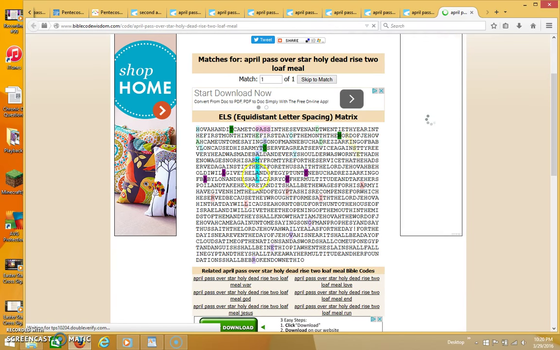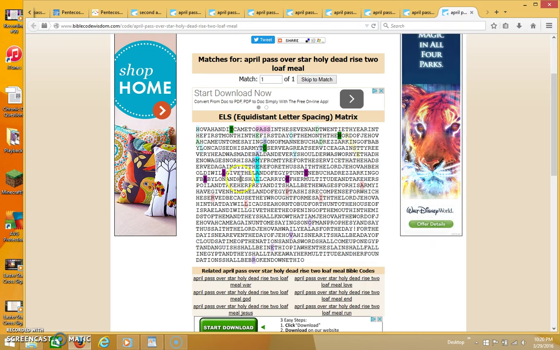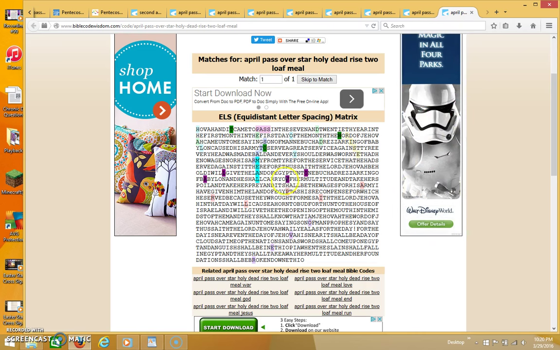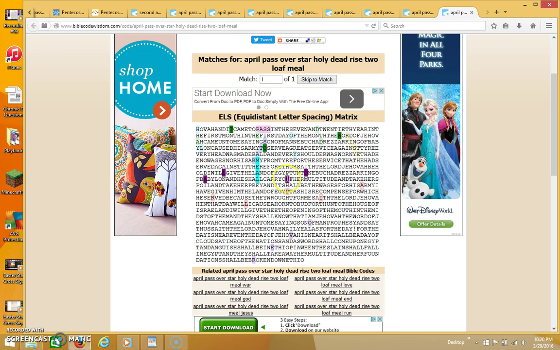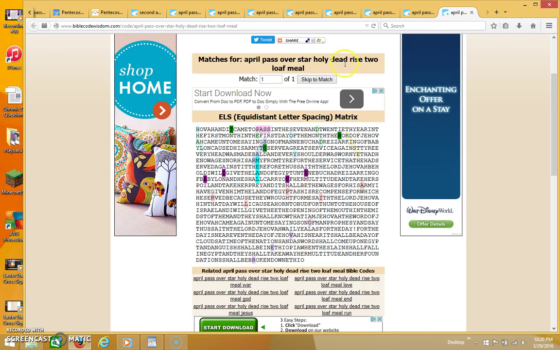So you see meal over here in the blue. You see loaf in the wine color, the letters L-O-A-F. And the number 2 is right here in the green, the letters T-W-O. And rise could also be speaking of the leavening, because the 2 loaves are baked with leaven, so that bread rises.